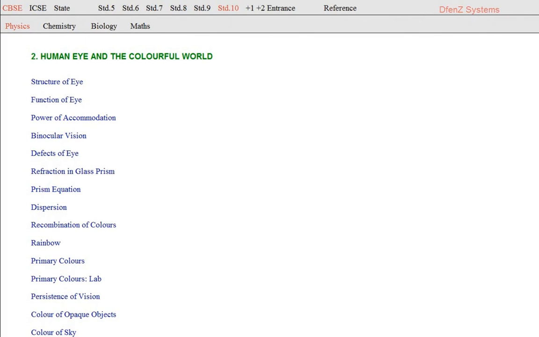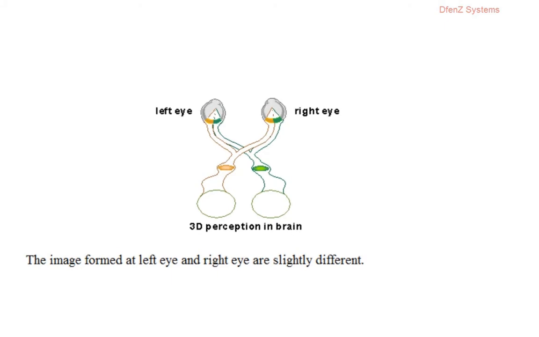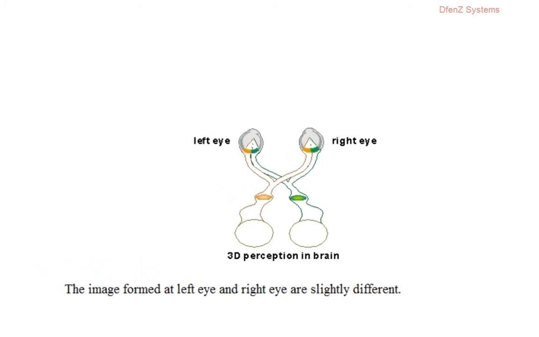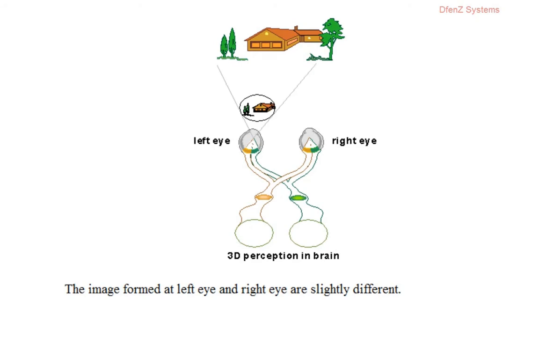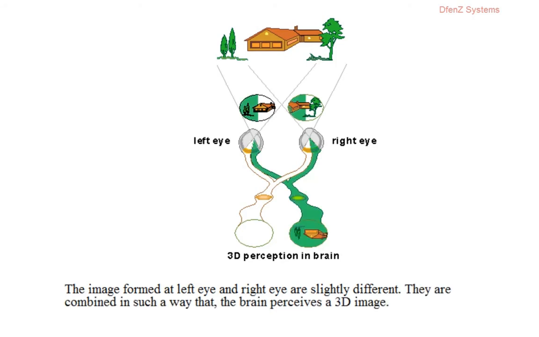Let's take binocular vision. The images on the left and right eyes are slightly different. From this difference, our brain perceives a 3D image. So, this difference is used for 3D perception in the brain. This is called binocular vision.